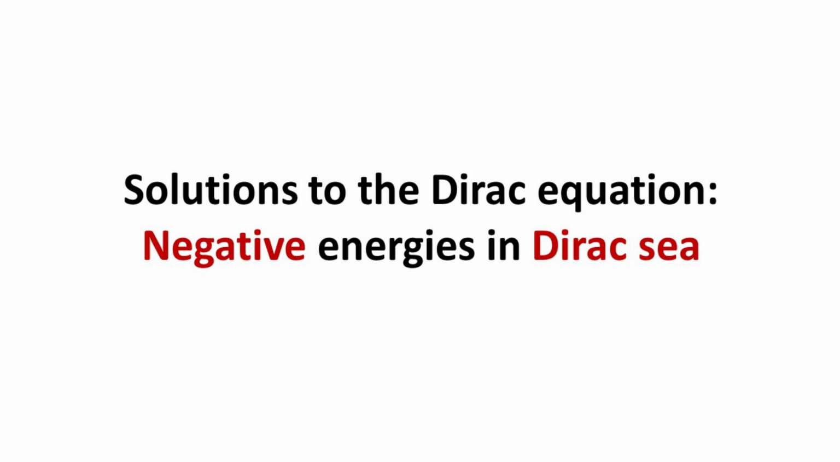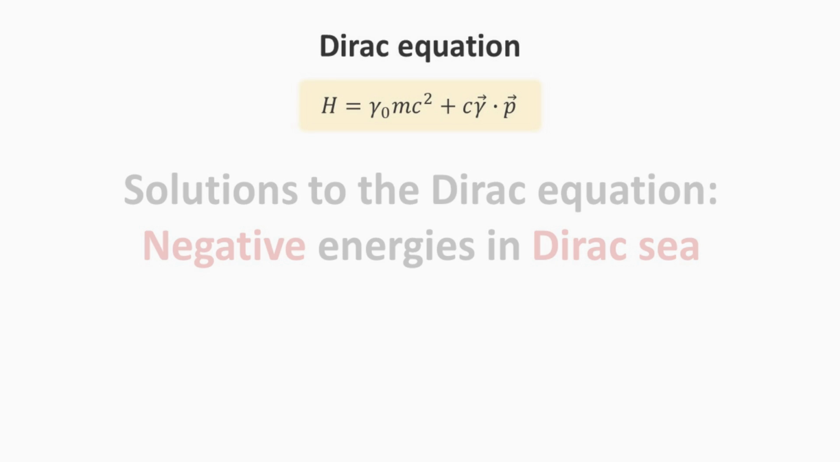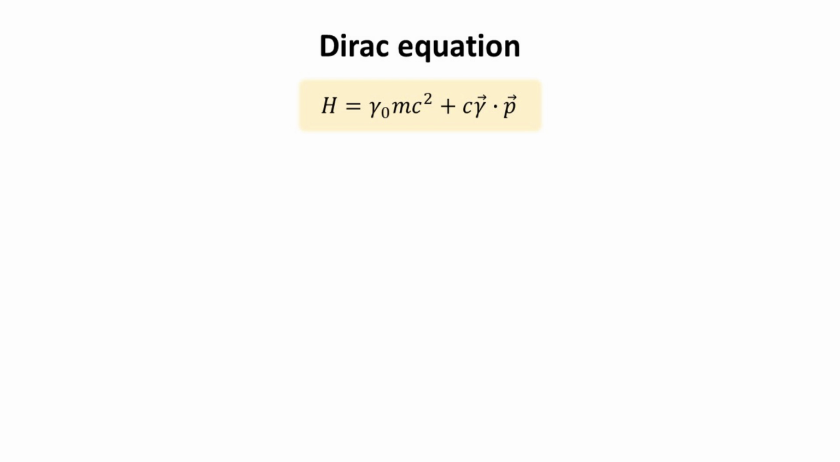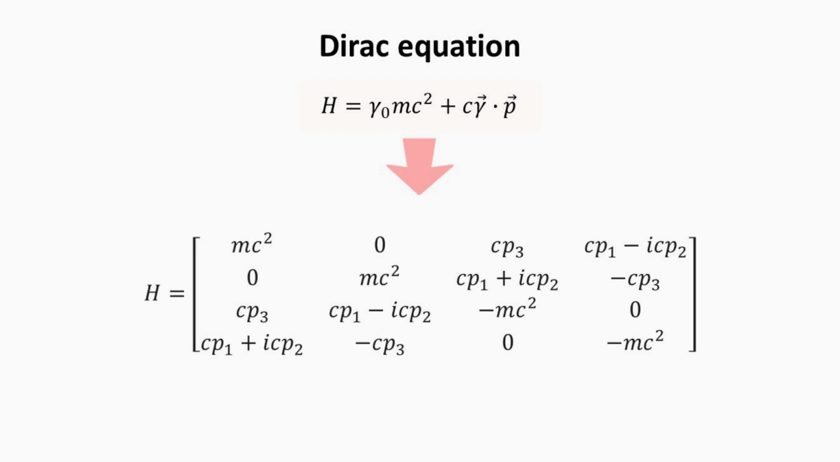Solutions to the Dirac equation. Negative energies in Dirac theory. We would like to work out the eigenenergies and eigenfunctions of the Dirac Hamiltonian. Let's write out its 4 by 4 matrix representation explicitly in terms of the gamma matrices as shown. The particle rest energy takes the block diagonal, while the particle kinetic energy takes the off-diagonal blocks.